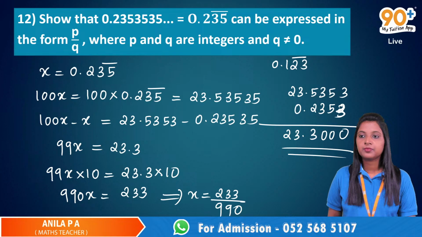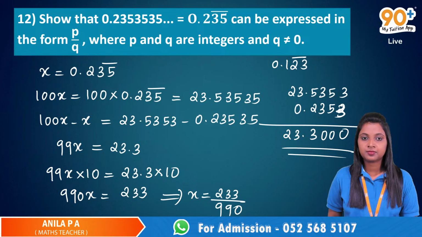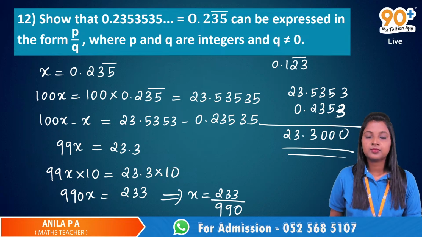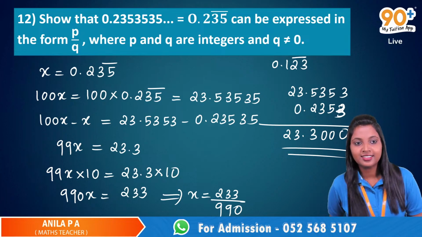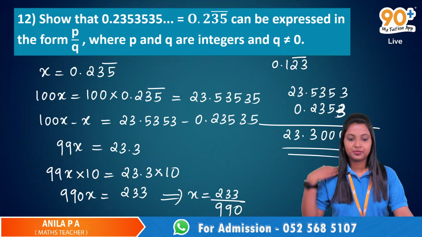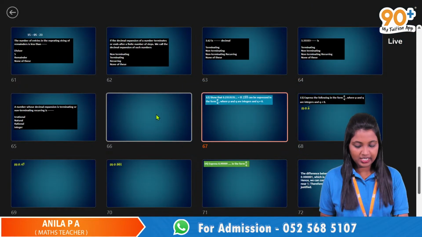Not a doubt, but I found the fastest way to find the p by q form. Yeah, so what is your method? Can you erase everything, please? Okay, let me take another slide for you.